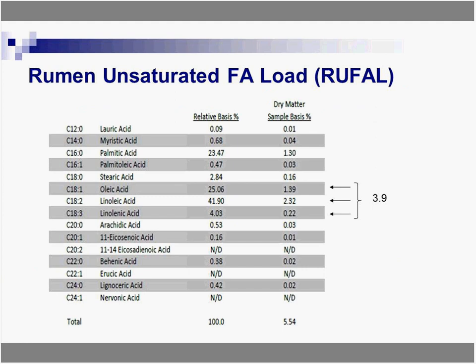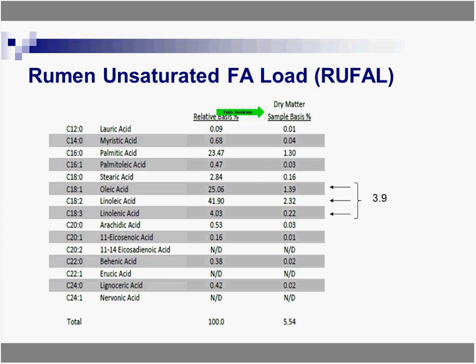Now here's an analysis from a commercial laboratory, a fatty acid analysis of a TMR from a dairy. It shows the individual fatty acids, 12 at the top, 24 at the bottom. It shows the major ones along with several other minor fatty acids. It shows relative bases of these, 100% fatty acids, and also shows their percent of the TMR.